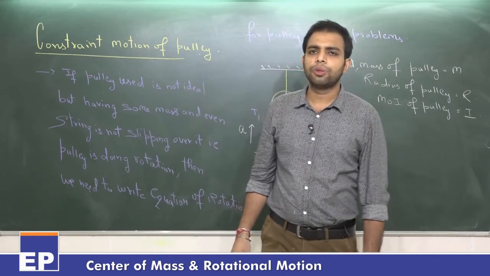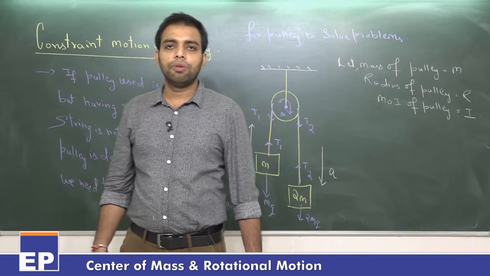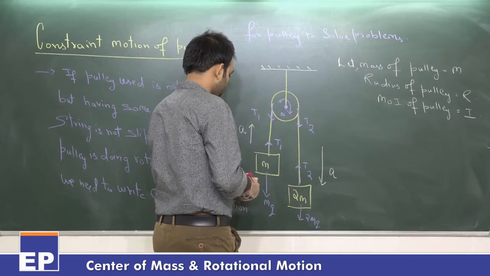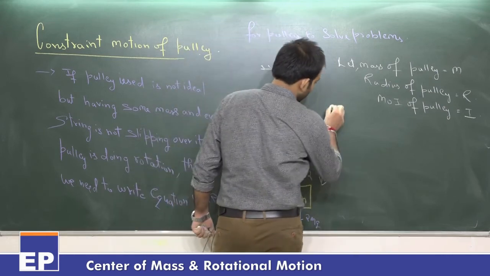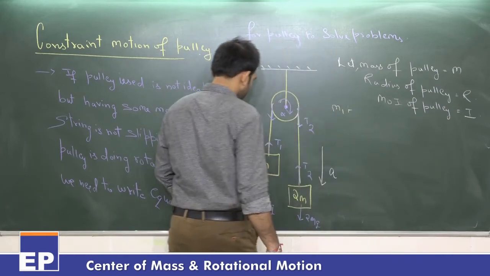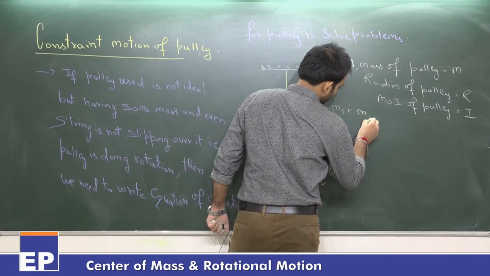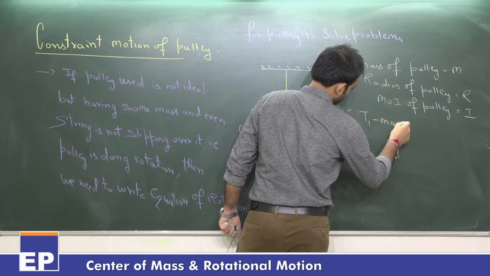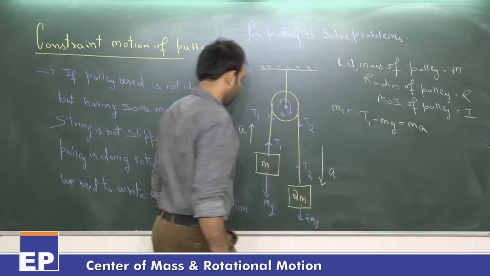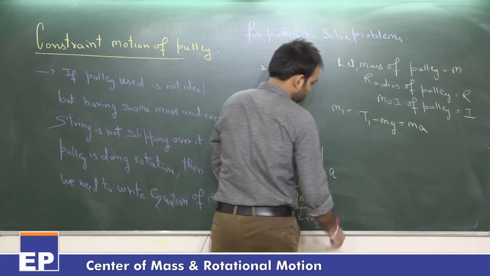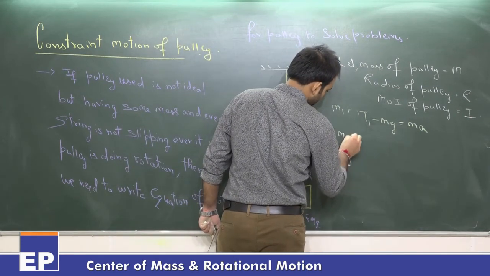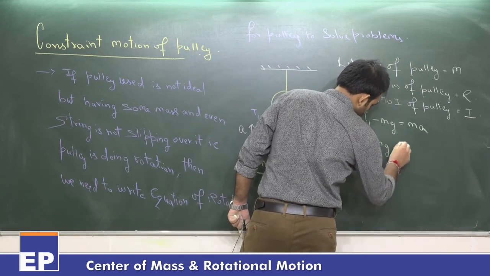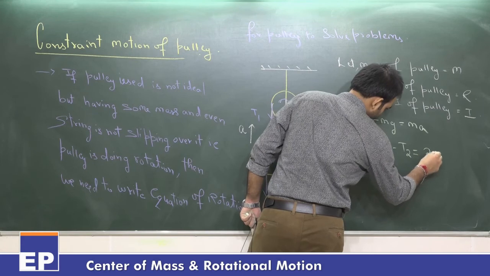We will observe in this problem there are four variables: T1, T2, a and alpha. So we require four equations. Now how do we get the four equations? Look at the translational equation of m. We can write T1 minus mg is equal to m into a. This is moving in this direction. For 2m, what can we write? 2mg minus T2 is equal to 2m into a.